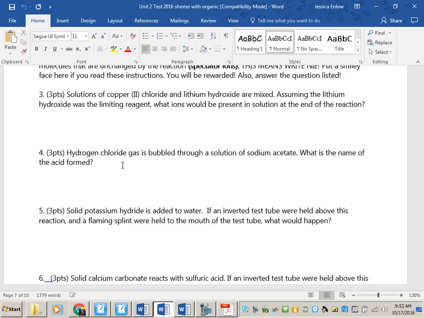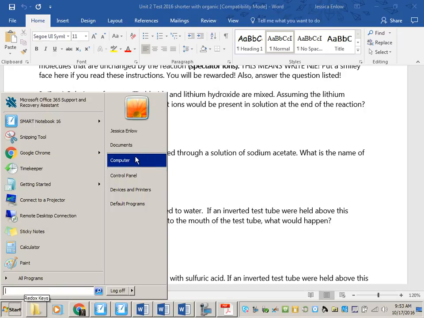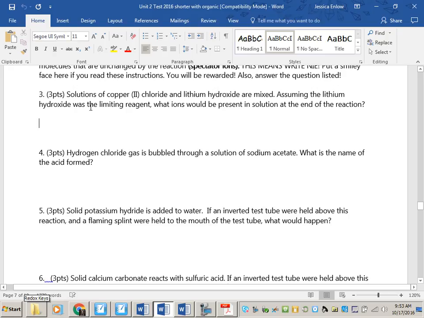So, in this one right here, copper, I need to write on this board. How do I get this to work? Thank you. All right, so you guys write down your reaction. Solutions of copper 2 chloride and lithium hydroxide, while I get this handled.